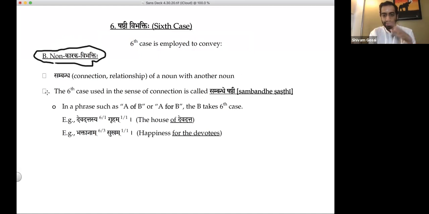So the 6th case is not connected to any of the karakas. The 7th case is connected to adhikaranam, which we'll see. Okay, but there's no karaka connected to the 6th case. What it says in the Panini Sutra is that anything other than what you see in the 6 karakas is given to the 6th case. So you see this word sambandha. Sambandha means any connection or relationship.